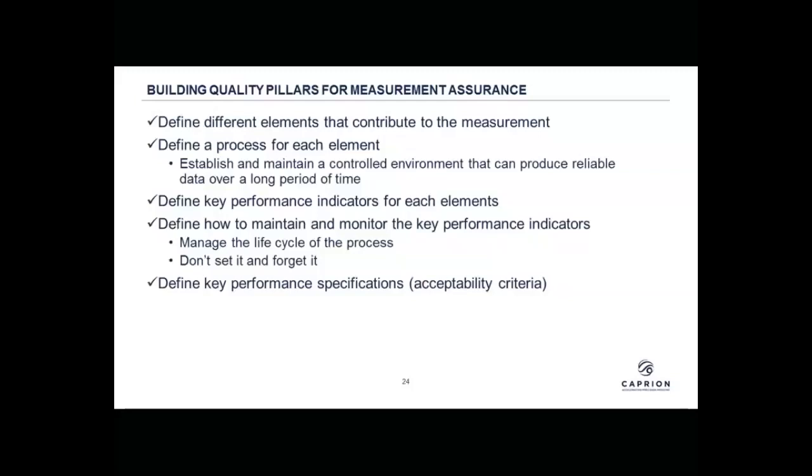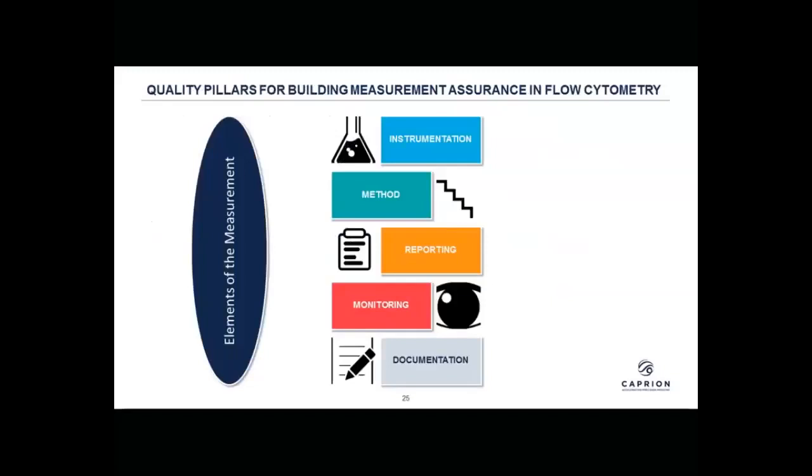So let's do that for flow cytometry. So let's build our quality pillars for measurement assurance and flow cytometry. So the elements of the measurement I've defined as these 5 things here, and those will be our quality pillars for flow cytometry.